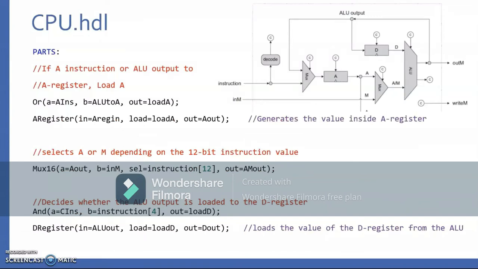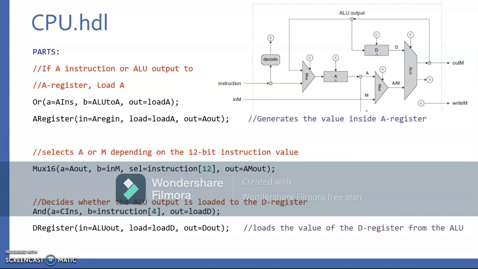In the next part of the code, we have an OR gate. The load bit in the register would be 1 if either the A instruction or the ALU output is fed to A. The A register is used to store the value that is fed into it. It takes in the output of the multiplexer and the load A output from the OR gate as its inputs. The output A out then generates the content or the value that is currently stored inside the register. Next, the other Mux16 gate takes in the output of the A register and the value that is currently selected in the data memory.